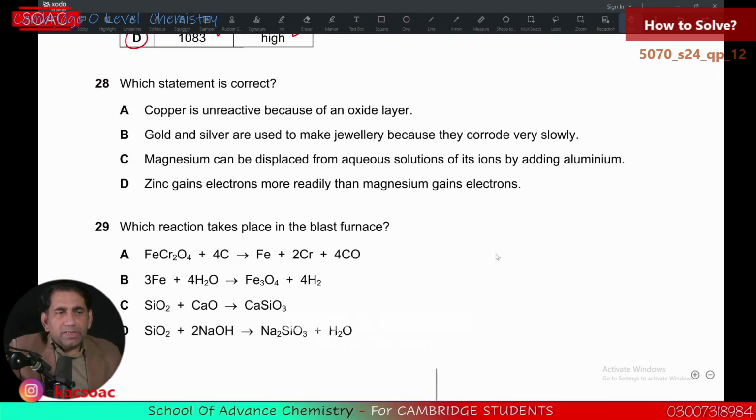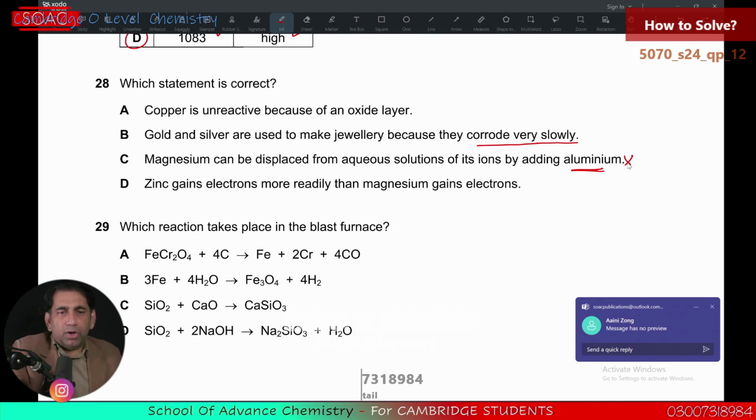Question number 28. Which statement is correct? Copper is unreactive because of an oxide layer. No, copper is not unreactive because of its oxide layer. Copper is less reactive basically because of its position in the reactivity series. Gold and silver are used to make jewelry because they corrode very slowly. Yes, it is true. They do not corrode because they are also least reactive metals, so they can be used as jewelry. However, let me check the other option. Magnesium can be displaced from an aqueous solution of its salt by adding aluminium. No, aluminium is less reactive than magnesium, so it cannot do this job.